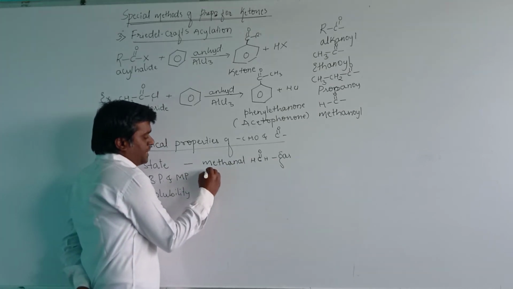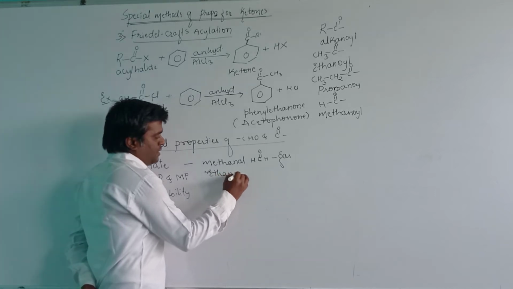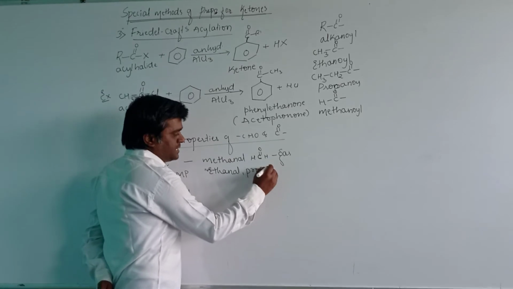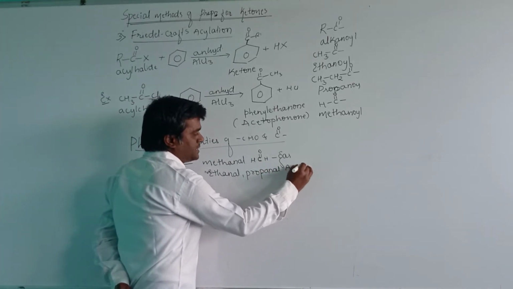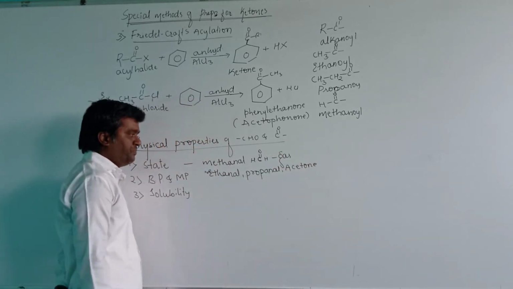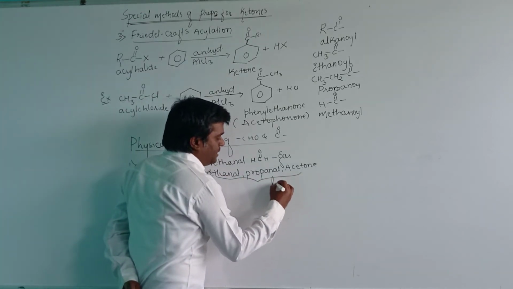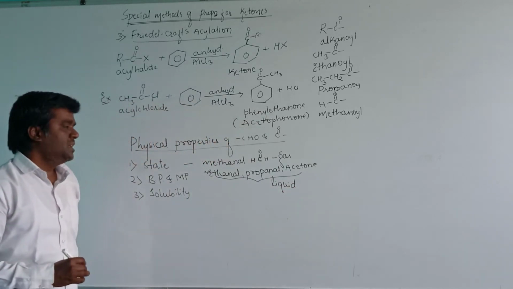And the next members, that is ethanal, propanal, and another one, that is a ketone, acetone. Acetone is the common name and the IUPAC name is propanone. These are liquid in nature. This is about the physical state of aldehydes and ketones.